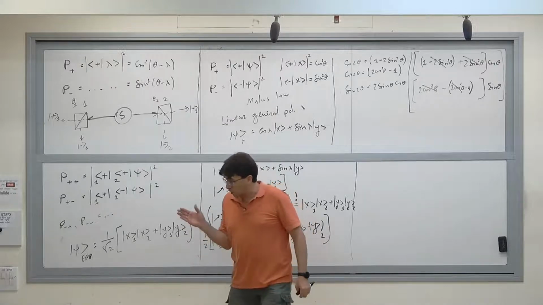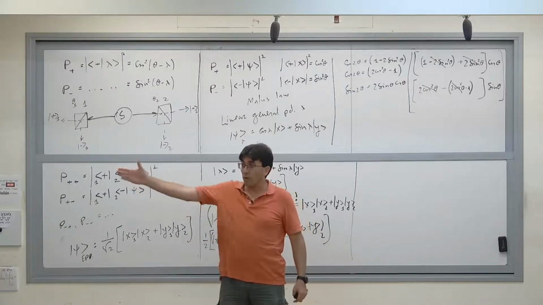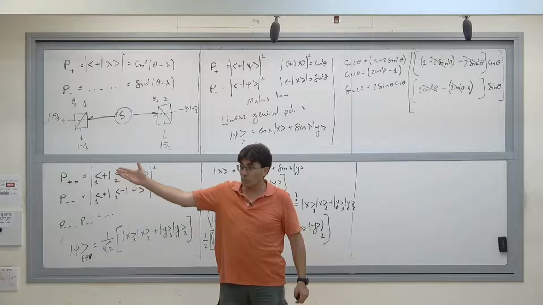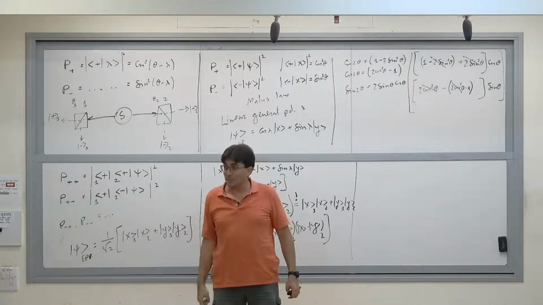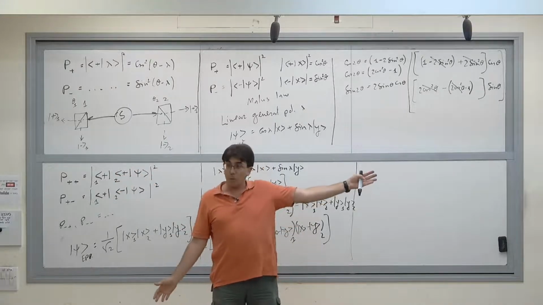You know, this photon number 1 went to polarizer number 1, so they're both counted 1. Those are the same. And photon number 2 went to polarizer number 2.